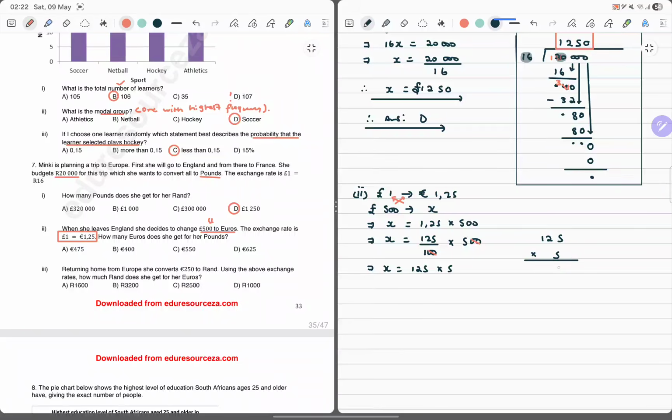5 times 5, 25. Put a 5, carry the 2. Then we say 5 times 2, 10, plus 2, 12. Nice. We carry the 1. Then 5 times 1, that's 5 plus 1, 6. So that's 625. Okay, so we can say therefore x is going to be 625 euros.